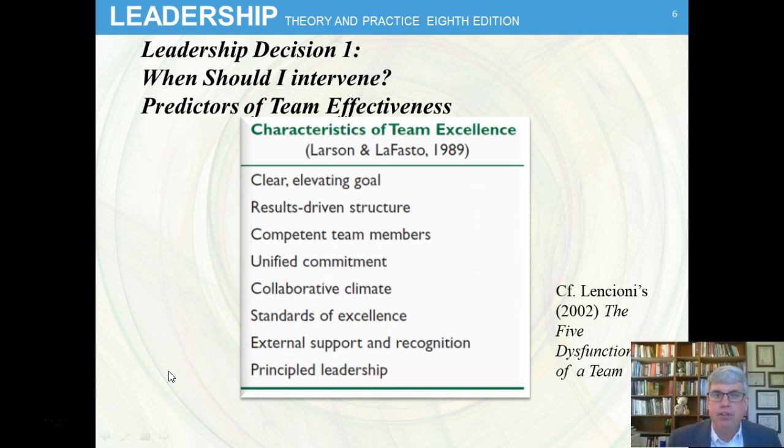Now, principled leadership is similar to the idea of transformational leadership, where you have leaders that are committed to a vision with high morals leading to accomplishing that vision. So these are some elements of excellent teams, and you might be more familiar with Lencioni's The 5 Dysfunctions of a Team. Turns out that these are pretty similar to Larson and LaFasto's characteristics of excellent teams. So anytime that one of these characteristics is missing, it could be an indication that it would be a good time to intervene in the team and provide leadership.